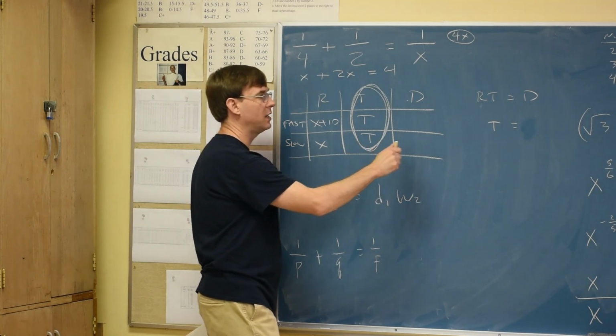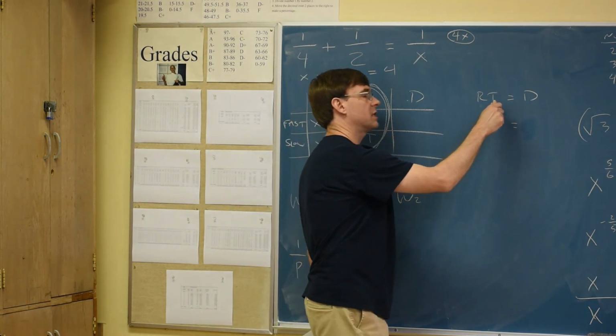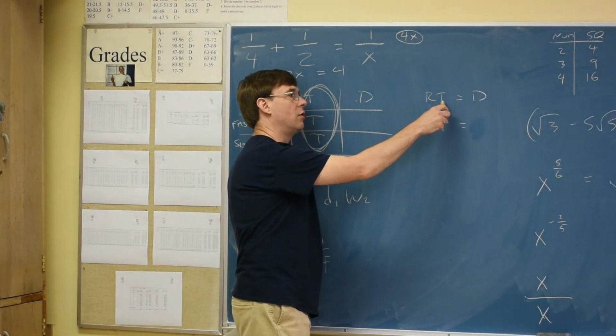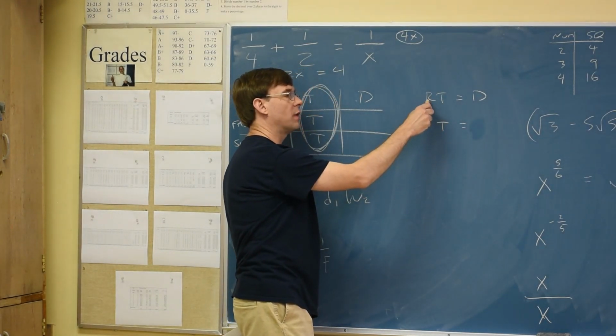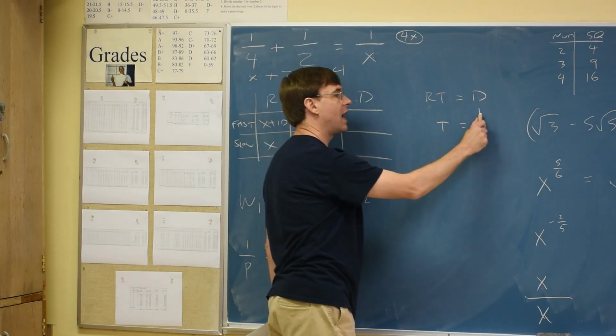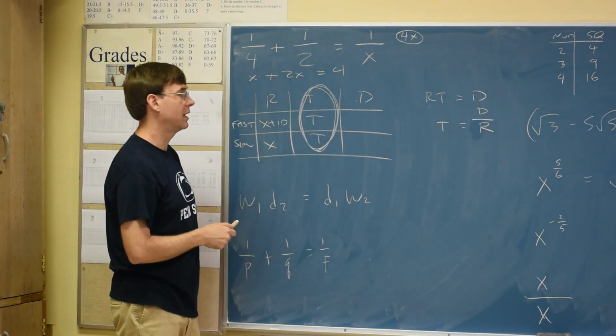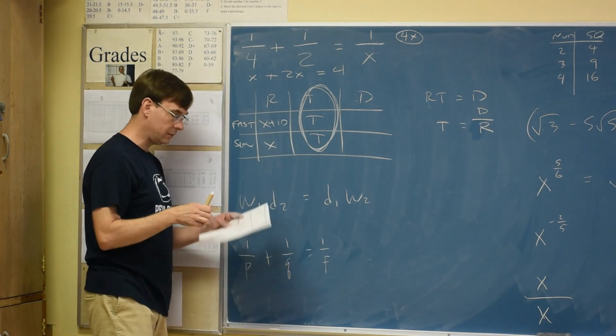Since the times are the same, we need to get an equation made where the time is alone. If we need this rate to get out of there, we would divide by rate, and we get d's on top of r's. That's going to help guide us through an equation in a minute.